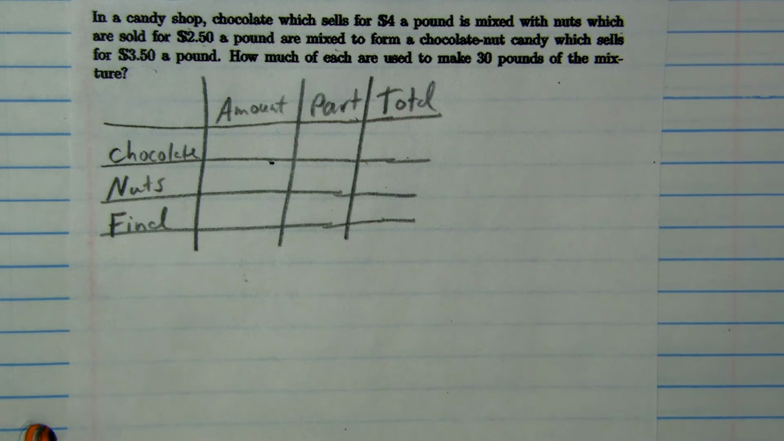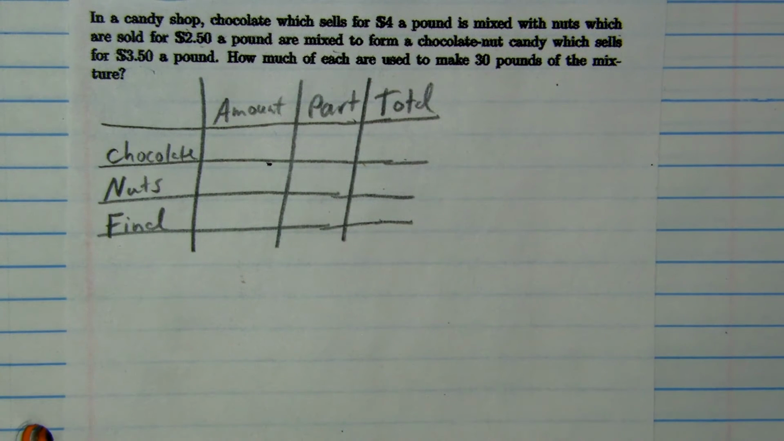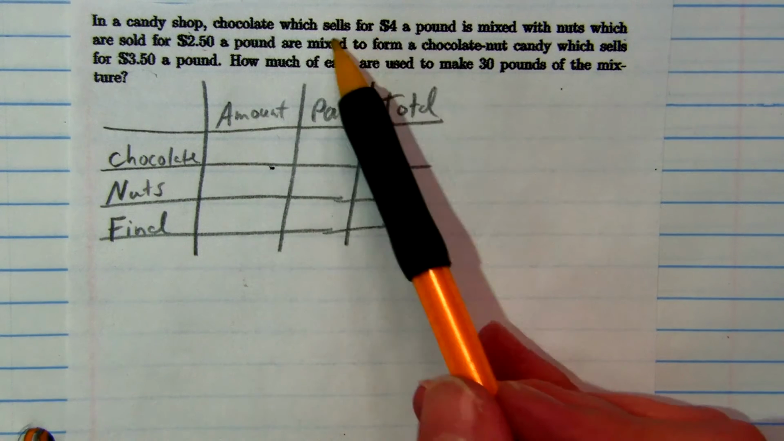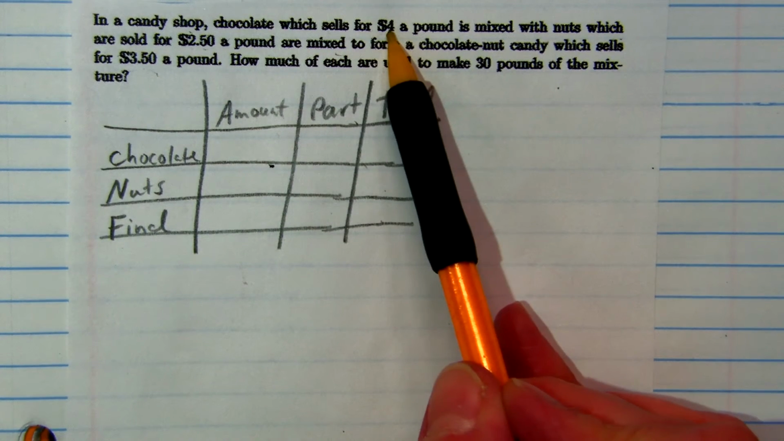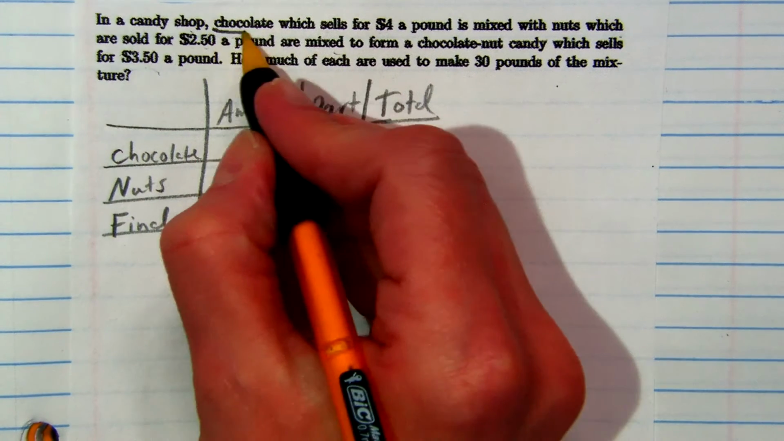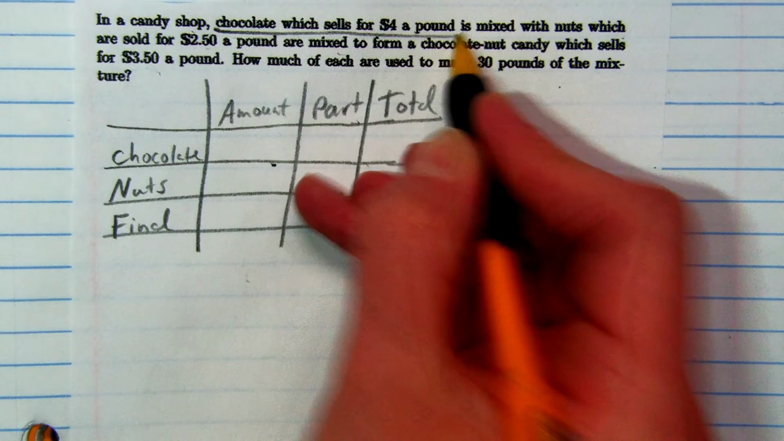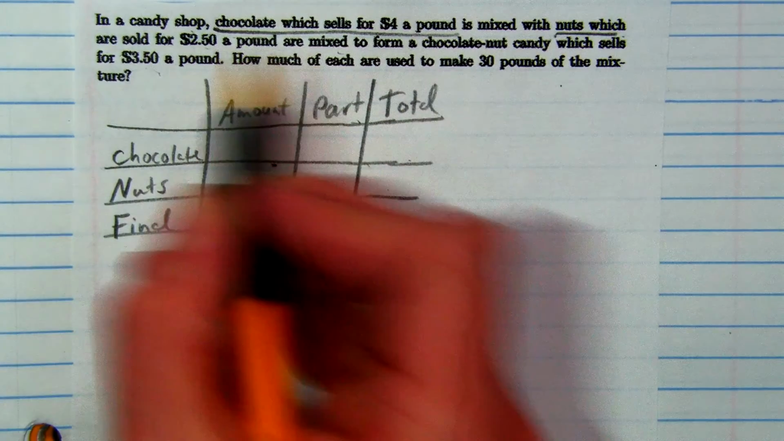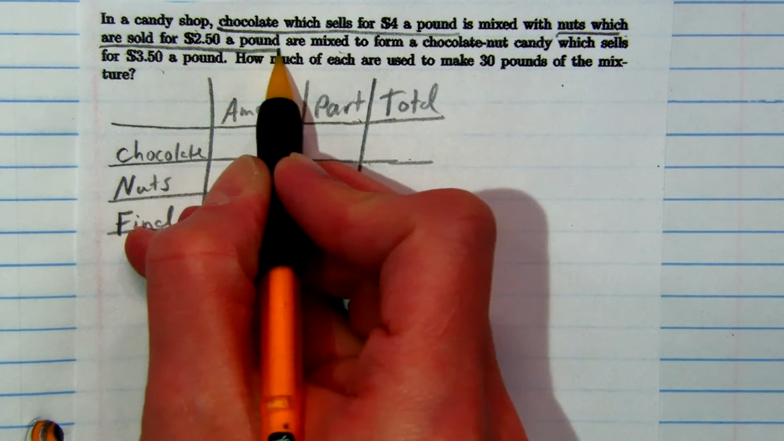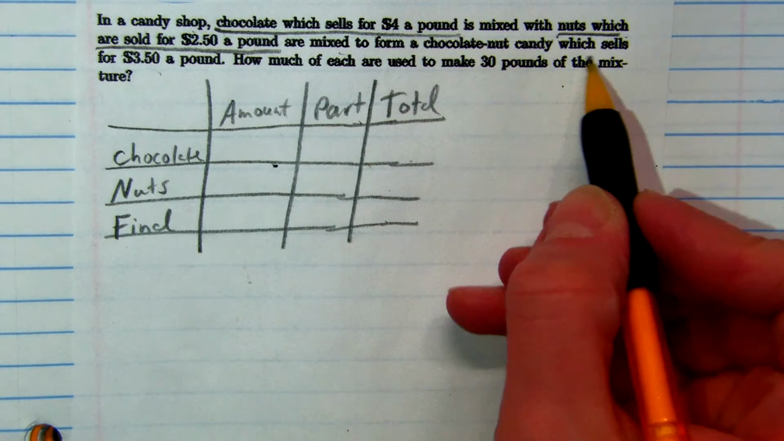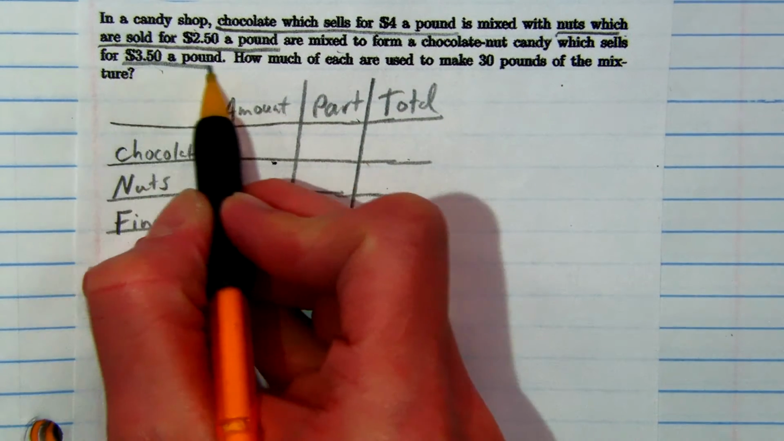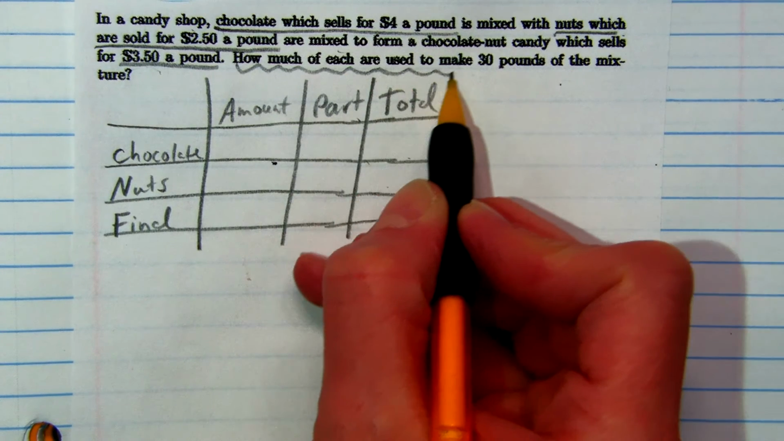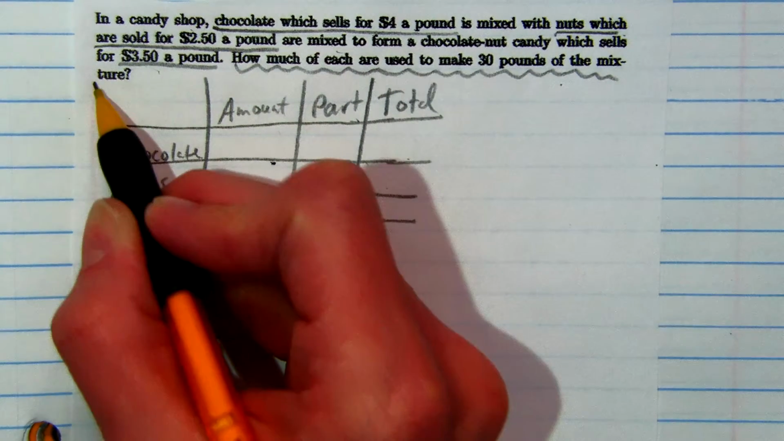So this looks like example 3 from yesterday a little bit, except it's chocolate and nuts instead of different percentages of milk. So we have chocolate, which sells for $4 a pound. So I'm going to underline that up here just so I don't forget what's happening. And then we have nuts, which sell for $2.50 a pound. And they're mixed to form a chocolate nut candy, which sells for $3.50 a pound. And they're asking us how much of each are used to make 30 pounds of the mixture.